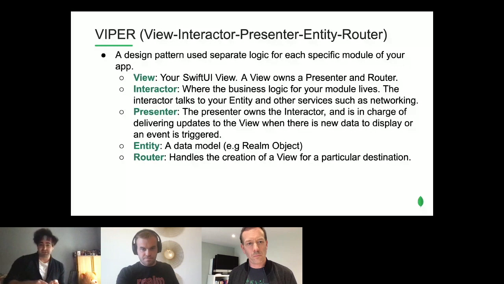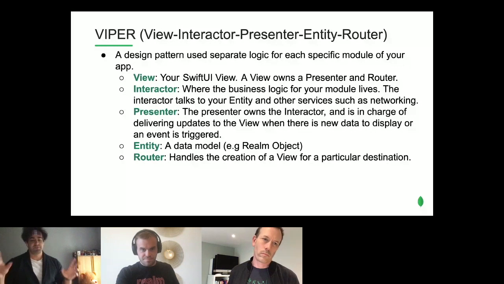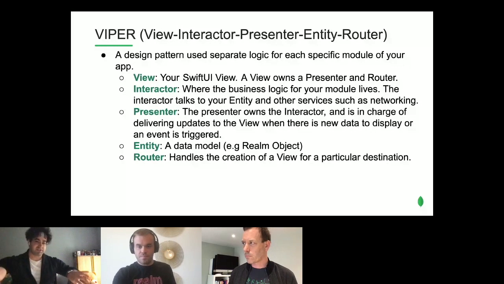I will get back to this in a second. The presenter owns the interactor and is in charge of delivering updates to the view when there is new data to display or an event is triggered. If we're associating concepts here, the presenter is associated with the view. It's closer to your view controller, and the interactor is more associated with the model, so it's closer to your view model. So now we're mixing all these concepts together, but breaking things up and separating them into smaller parts.